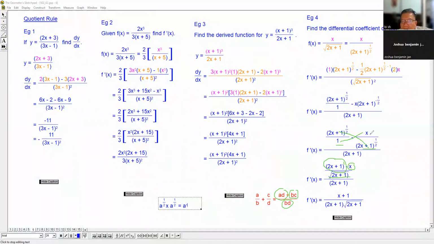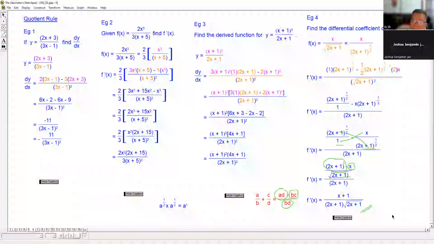Okay. Now this is at the denominator. This one is originally there, so you put it here. 2x minus x is x. 1 is 1. So this is the answer. Any question?